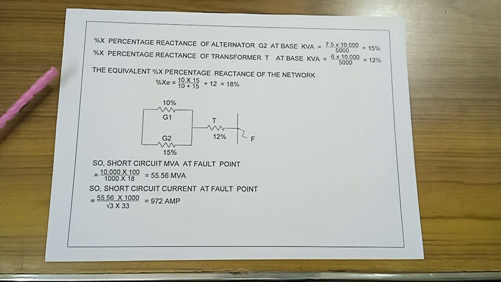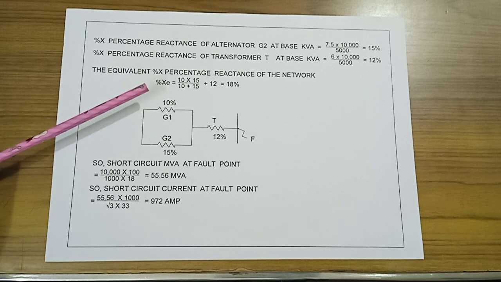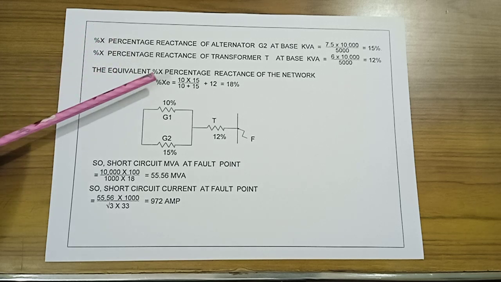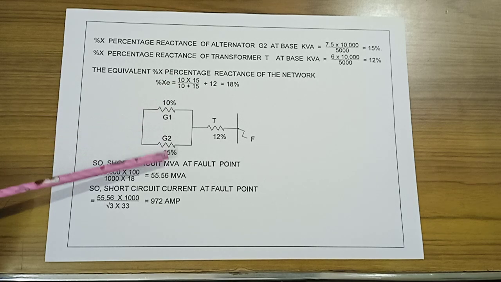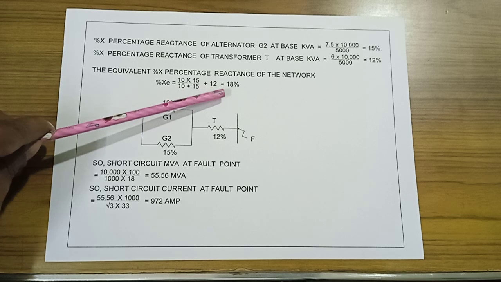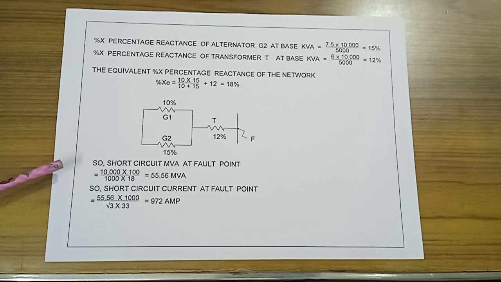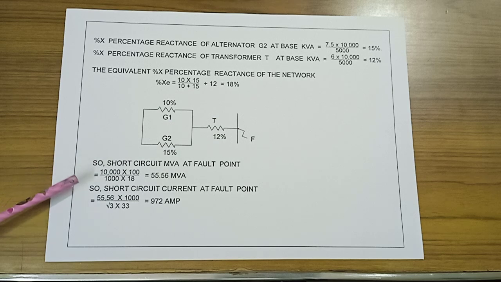The equivalent percentage reactance of the network, percentage XE, is equal to 10 into 15 divided by 10 plus 15, as the two alternators G1 and G2 are in parallel, plus 12%, total 18%, the equivalent percentage reactance. So the short circuit MVA at this fault point is 10,000 into 100 divided by 1000 into 18, which is equal to 55.56 MVA.